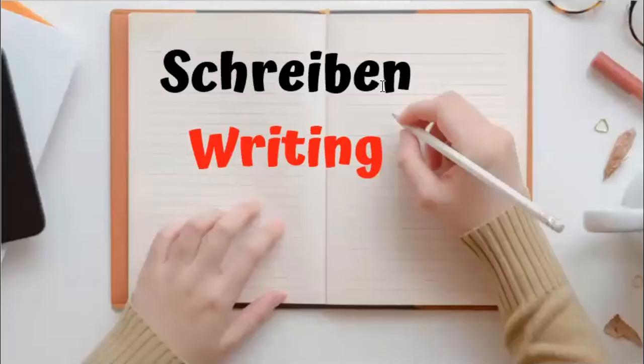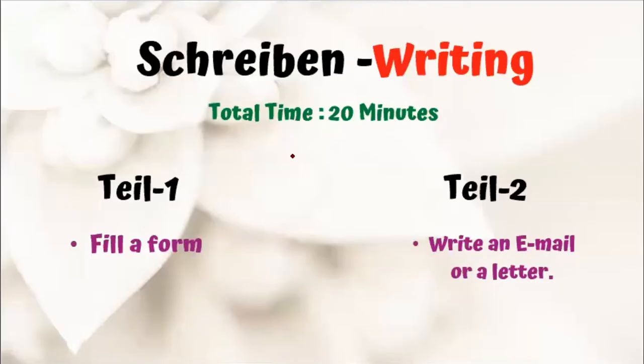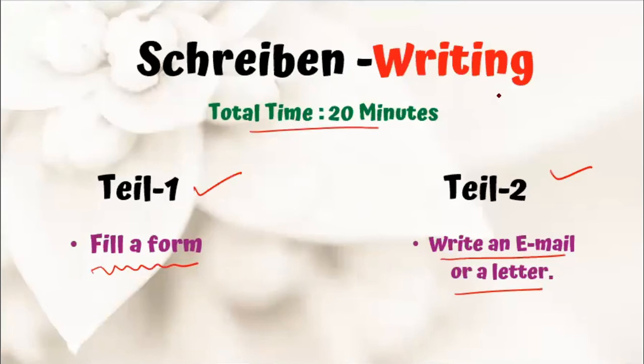Next. Now we are done with reading and listening. Now we'll see about writing. In writing, there are 2 tiles, tile 1 and tile 2. For tile 1, you have to fill a form, and for tile 2, you have to write an email or a letter. Okay, so you have a total of 20 minutes, and let us say that you can give 5 minutes to the form and 15 minutes to the letter or email writing.